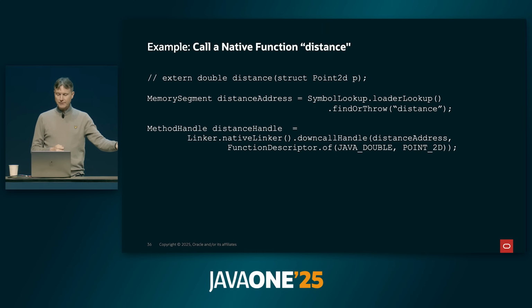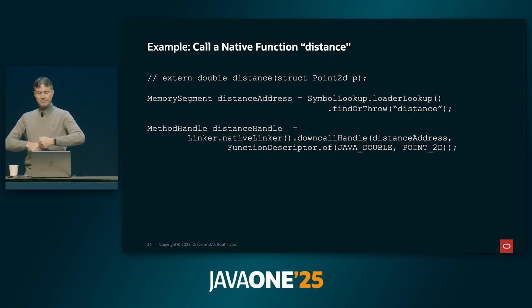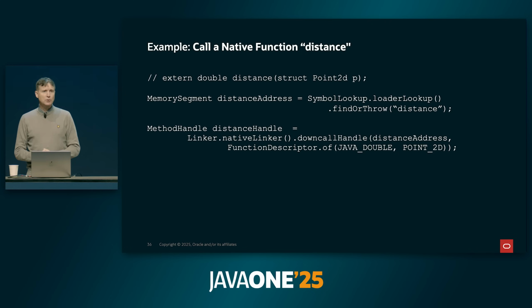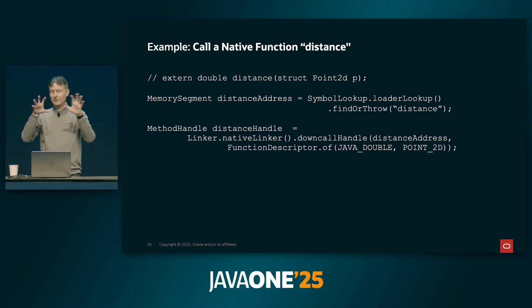presuming now that I have loaded this library in advance. And once I have found this lookup, I can invoke a method in the linker called downcall handle. A downcall is when you go from Java to native, and an upcall is when you go from native to Java, because Java is always at the top, isn't it?